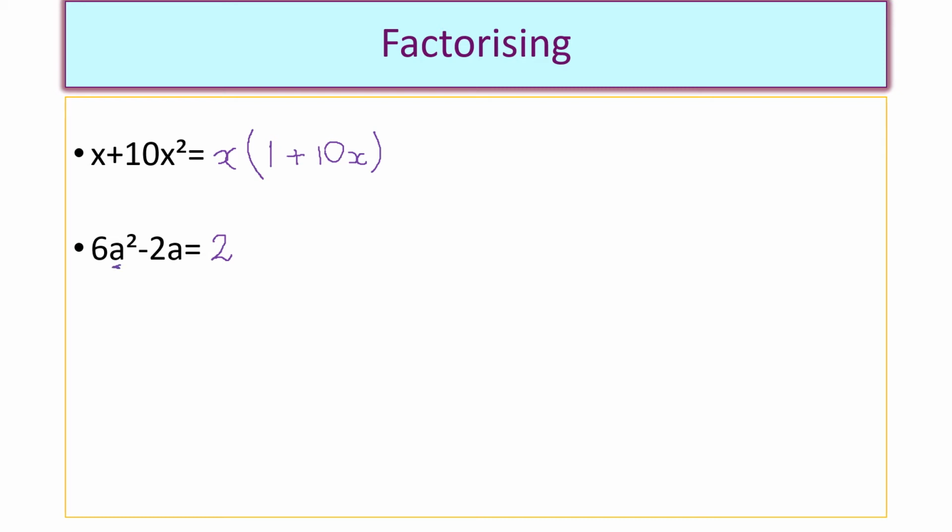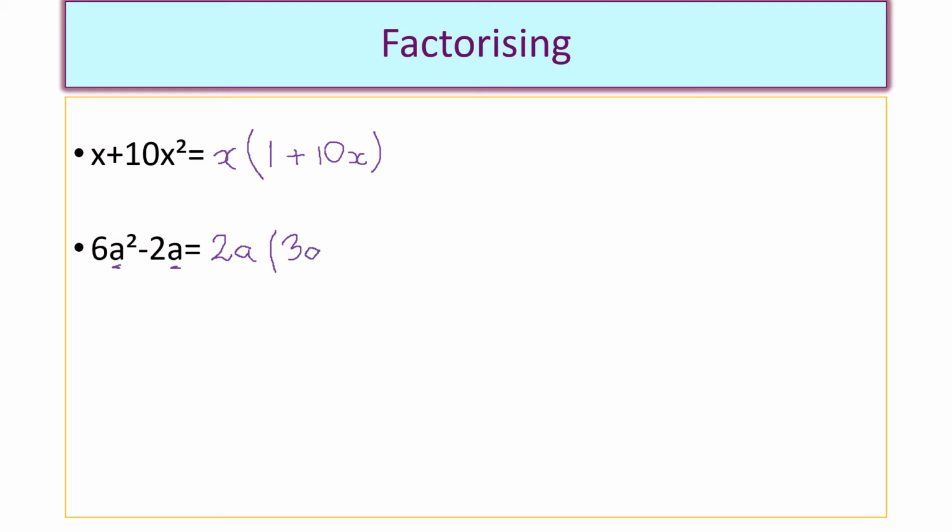Also, notice that both terms have a. One has a, the other one has a squared. So that means that a is also a common factor here. So the highest common factor of those two terms, 6a squared and negative 2a, is 2a. So now I open the bracket. Now 2 times what will give me 6? That is 3. And then a times what gives me a squared?